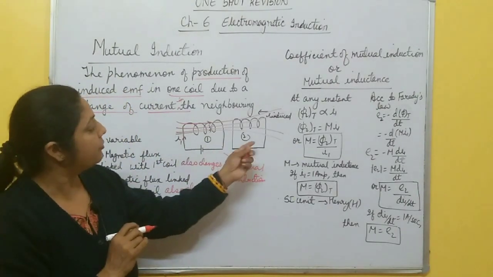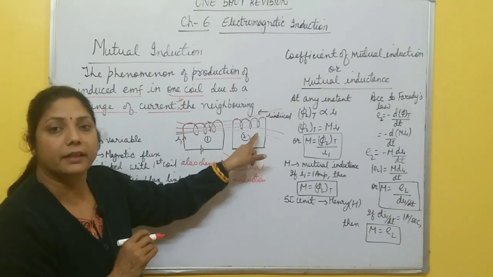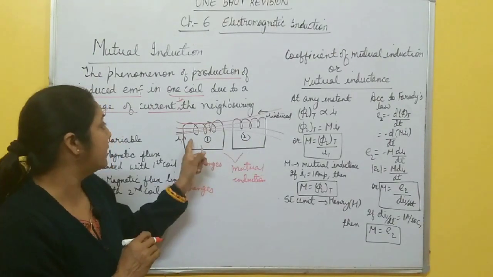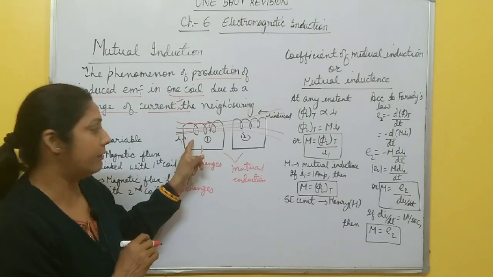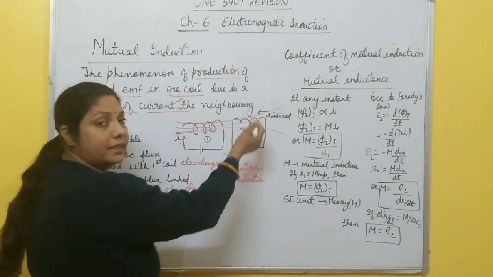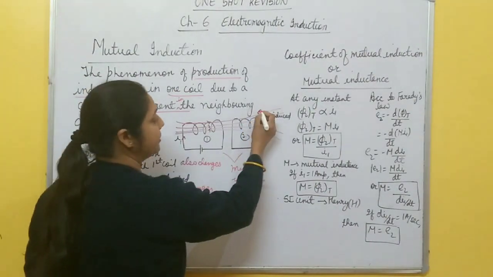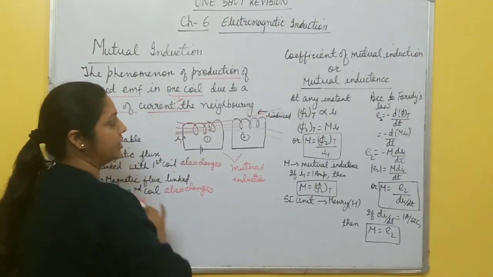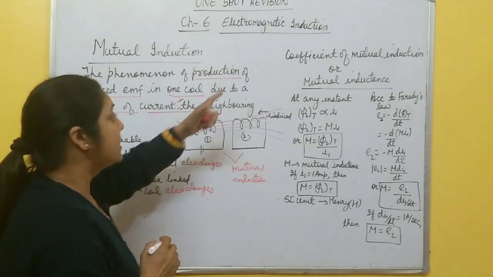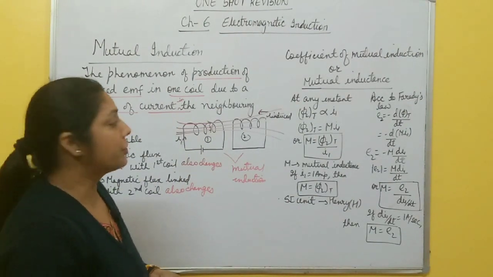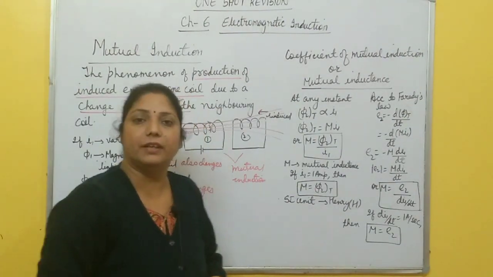So the phenomenon of production of induced current in the neighboring coil if current is flowing in the first coil, right? And the direction of induced current is again given by Lenz's law or Fleming's right hand rule. I is induced in this direction if current is increasing. Now, next is coefficient of mutual induction or mutual inductance, like self-inductance.